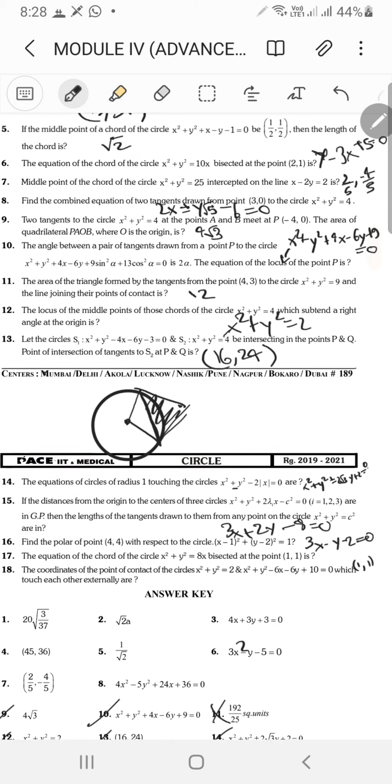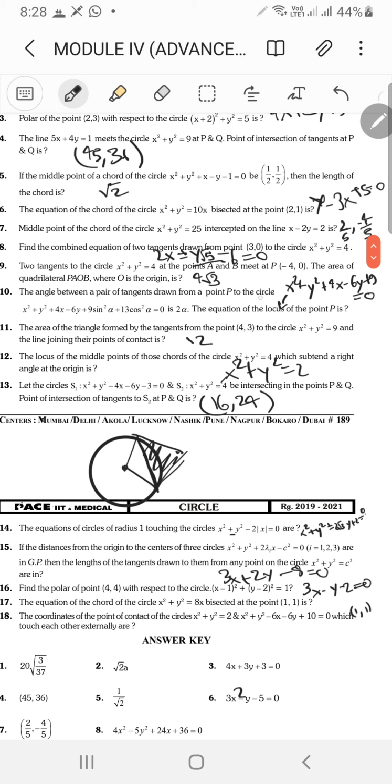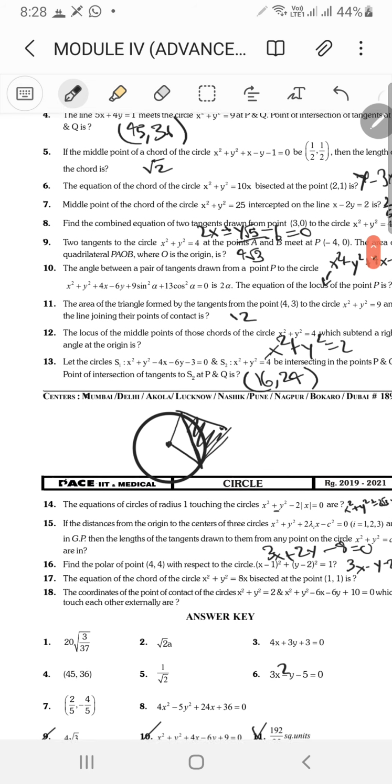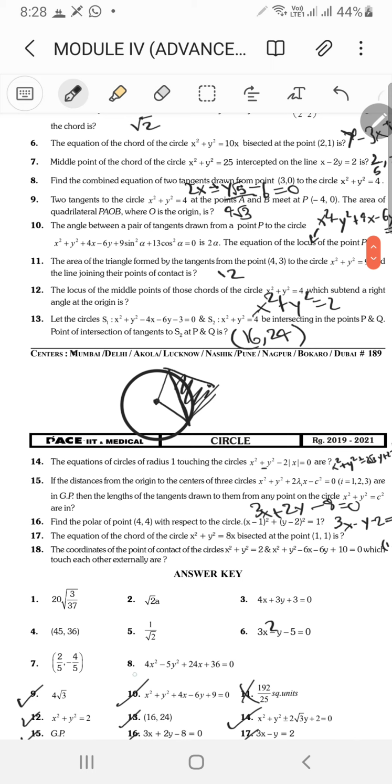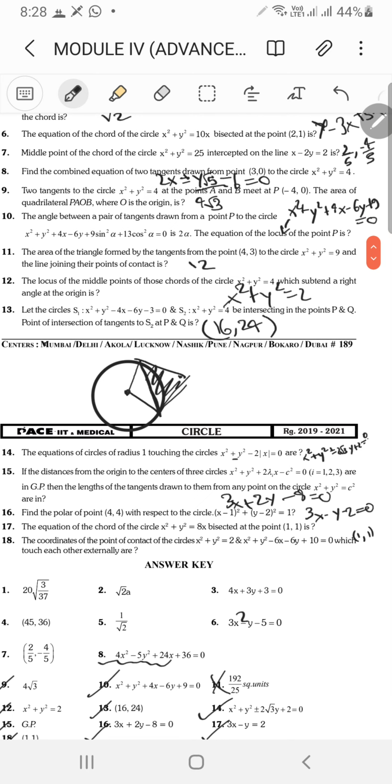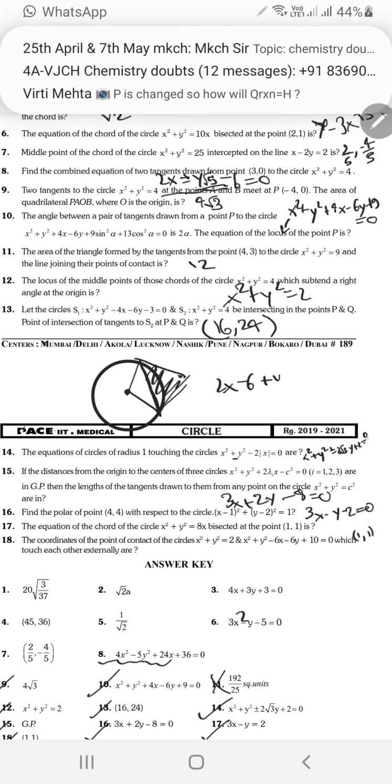Wait a second. This is not even an equation of a circle. Combined equation of two tangents, right? So for 8 they gave us a circle. That doesn't make sense. Oh, okay, so I think I understood what they actually did there. So this is actually correct. This is the combined equation of those two tangents, but they must have done something like this: 2x minus 6 plus y square root 5. I think this is called a pair of straight lines, right?